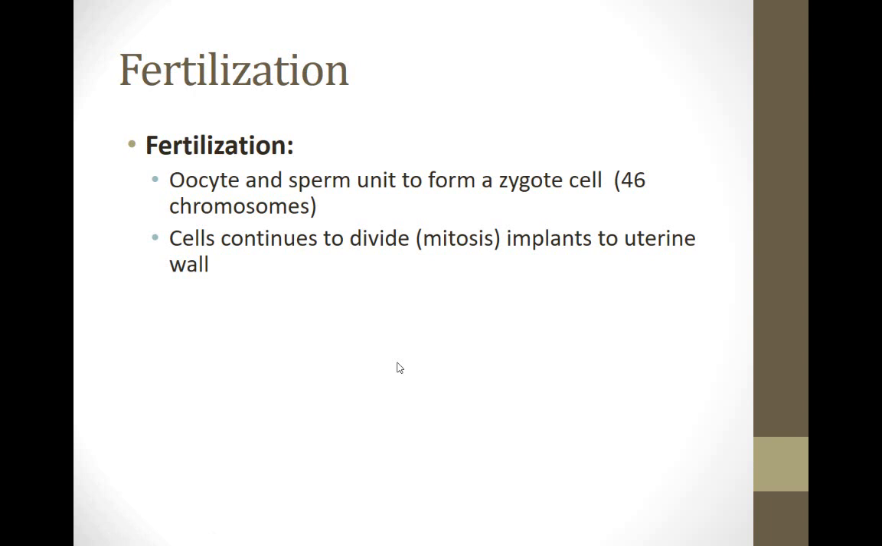So what about fertilization? Well, this is when the oocyte and the sperm meet together. So you have 23 chromosomes from mom, 23 chromosomes from dad. 23 plus 23 is 46 chromosomes. And that's your very first cell, called a zygote cell.